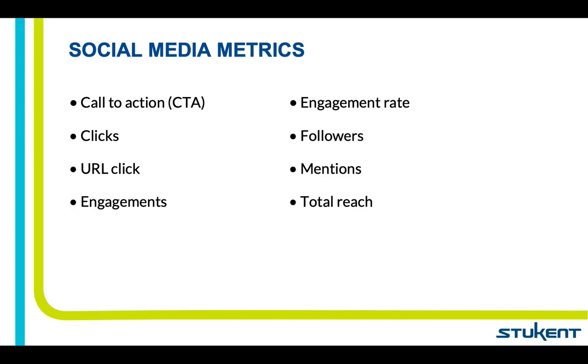So we've talked about call to action, CTA, and so this is the item in your social media message that will persuade somebody to perform a desired action. Register, click, buy. So clicks are how many times a person has clicked on your post. A URL click is how many times somebody has clicked on your call to action URL. Engagement is a combination of different interactions. It could be likes, comments, shares, and also in some cases clicks.